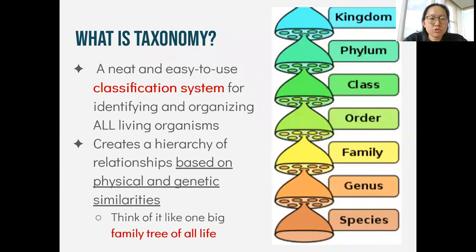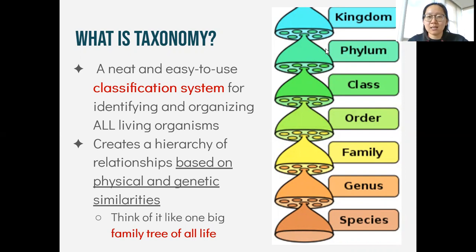So to introduce again what taxonomy is, it is a classification system that we use for categorizing and identifying all living things that we know exist. It creates a hierarchy based on characteristics that are physical or genetic to put organisms that are similar together and then organisms that are not as similar into different groups. It's like a family tree of all life, and the levels go from kingdom as the most broad, phylum, class, order, family, genus, species as the most specific at the very end.